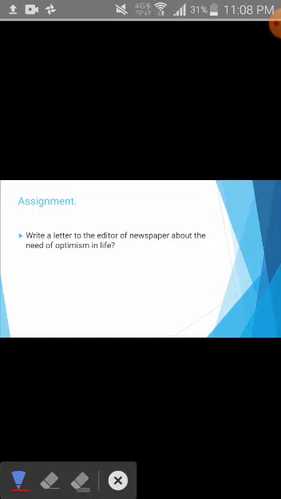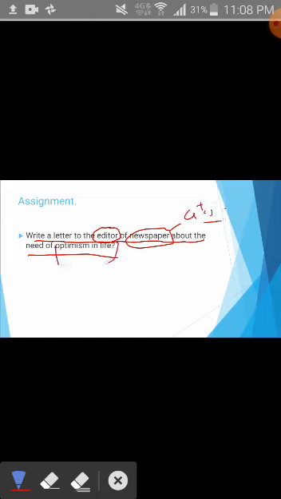Here your assignment is: write a letter to the editor of a newspaper about the need of optimism in life. This is the letter that you have to write to a newspaper. Right here you will have to write your own address. Then there isn't any mention of the name of the newspaper, that is why you can write it of your own choice, but you know whom you have to write to, the editor. There is no mention of the city, you can write the city of your own choice, and the subject will be the need of optimism in life.